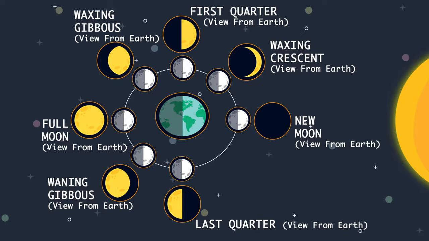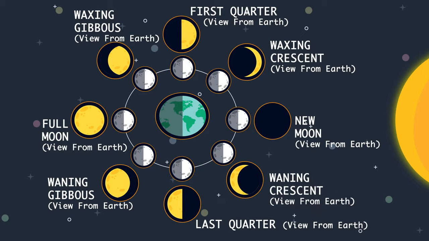Third quarter or last quarter. It can be seen 1 week after the full moon phase. This is the phase where the left side of the moon facing the Earth is illuminated. The moon looks like an inverted letter D. Waning crescent. When observed from the Earth, the moon looks like the letter C. Dark moon. It appears 1 week after the third quarter phase. It is the last phase of the moon phases.